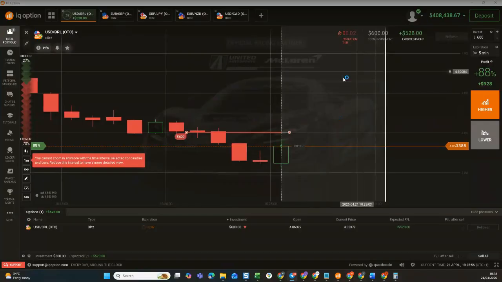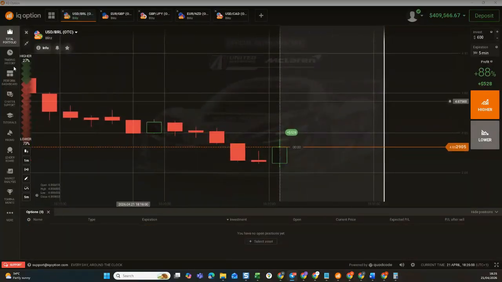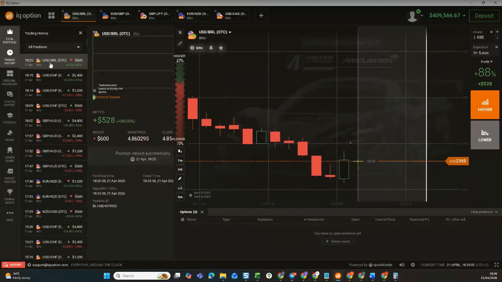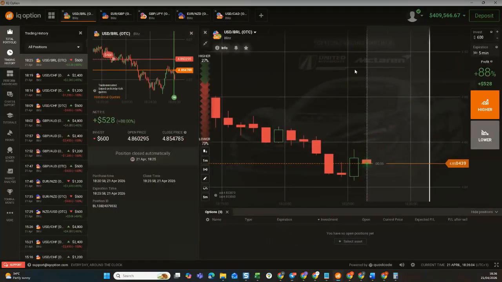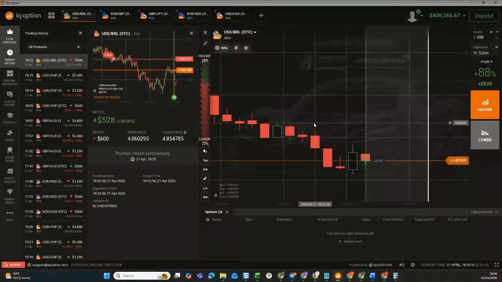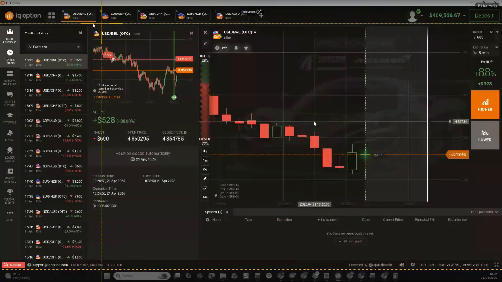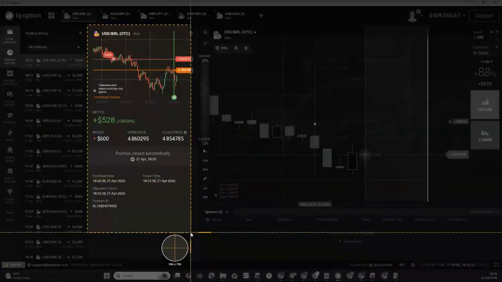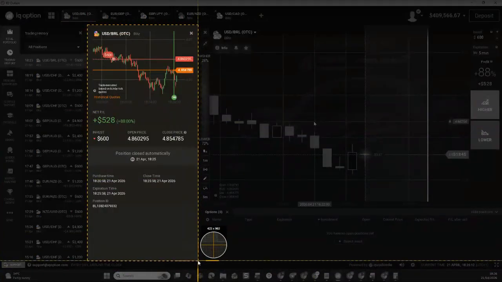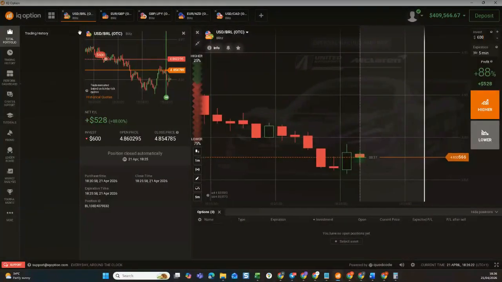So here we have it. We have the fifth signal, the sealed 528. So this brings us to the end of the trading session. This is the fifth signal with the fifth win and the fourth profit.